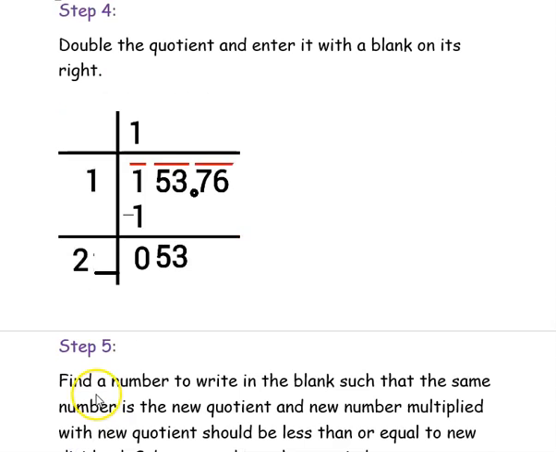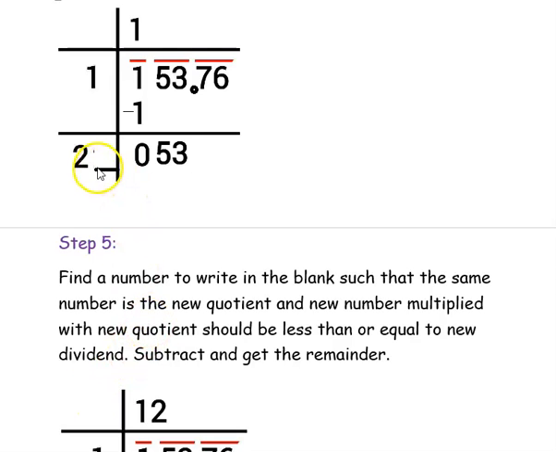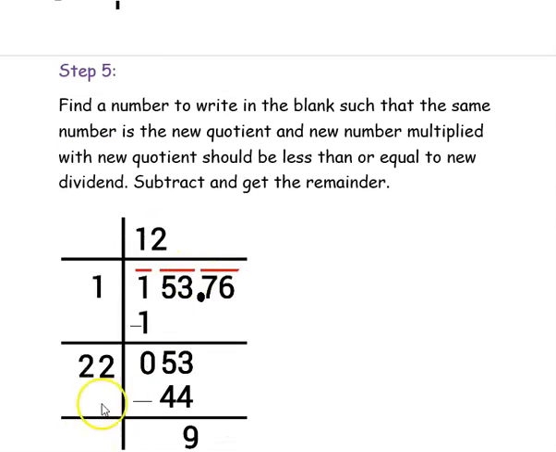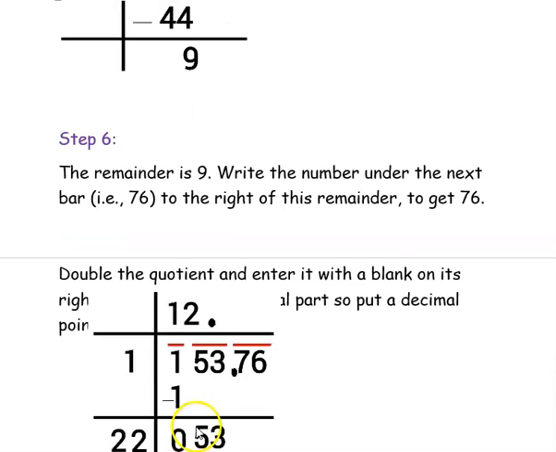Okay. So in the next step, I want to find a number to be written in this blank such that the same number will become our new quotient, and this new number multiplied with the new quotient should be less than or equal to this number 53, and I found it to be 2. So here I have written 2. So 22 into 2 gives 44, which is less than this 53. Now I have subtracted 53 minus 44 and I got the remainder as 9.